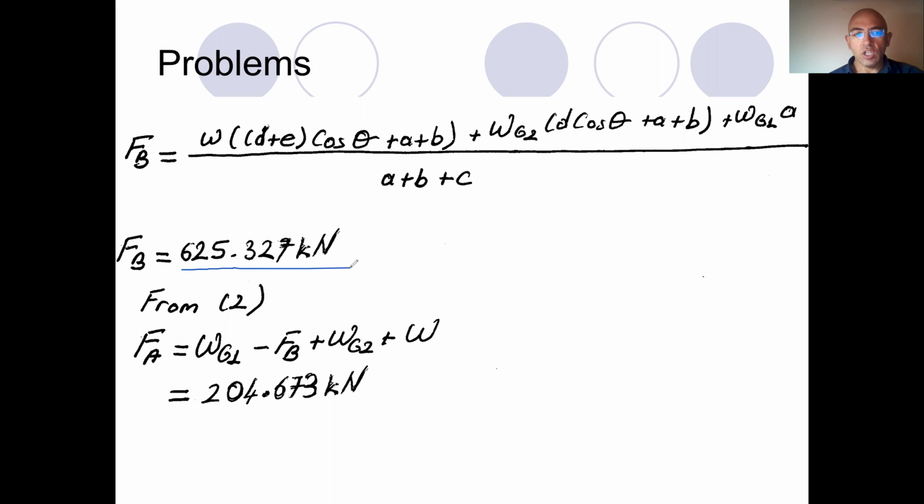Certainly, FB is equal to 625.327 kilonewtons. Now, from the sum of the forces, I can calculate FA because I have already calculated FB. That is WG1 minus FB plus WG2 plus W. And from here, I find the force coming from the ground to the track A is 204.673 kilonewtons.